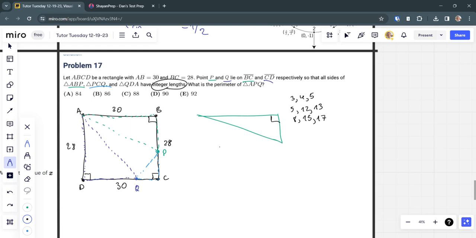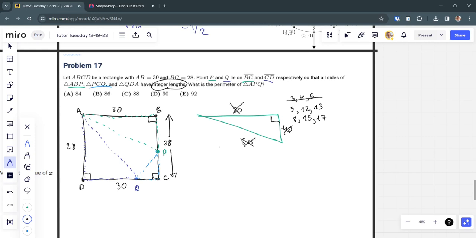Okay. So one thing we could try is the 3, 4, 5 triangle. Yeah, that would be 5 as a hypotenuse. Then the 3 would probably factor into the 30. So this one would be 30, 40, and 50 if we scaled everything up by 10. But that's larger than the 28 that we were given for BC. So we could rule that out.